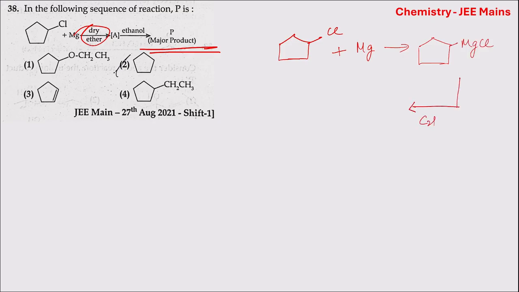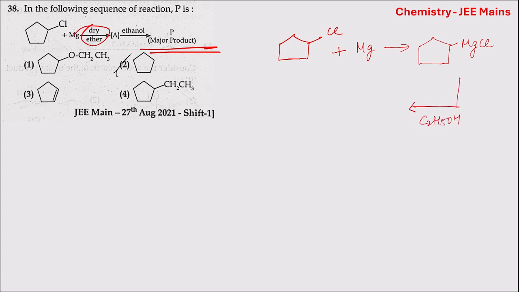Now, this is the reactant, chlorocyclopentane. This is reacting with magnesium in the presence of dry ether. So, compound A is Grignard reagent. This is the compound A. And when this compound A reacts with ethanol, that is C2H5OH.